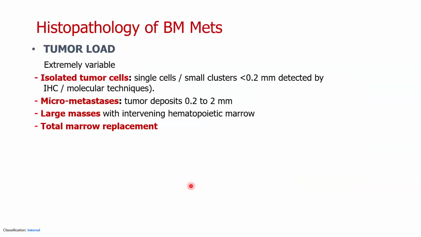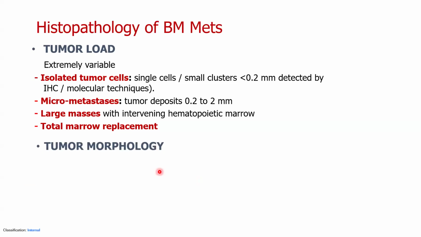So when we come to the histopathology of bone marrow metastasis, tumor load is extremely variable. We could see isolated tumor cells, where there are single cells or small clusters less than 0.2 mm, which is usually detected by IHC or molecular techniques. Then there could be micrometastasis, where tumor deposits are between 0.2 to 2 millimeters in diameter. Large masses can replace the hemopoietic elements of the marrow and cause total marrow replacement.